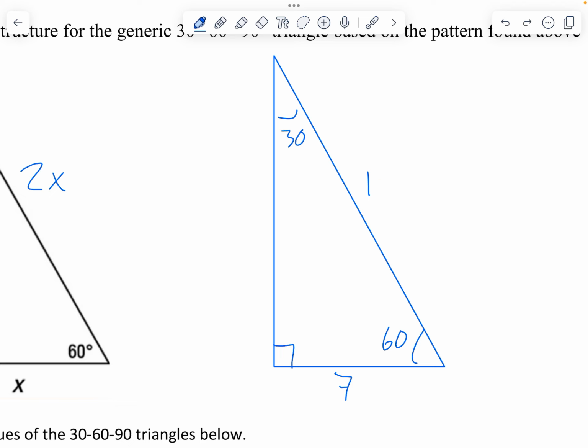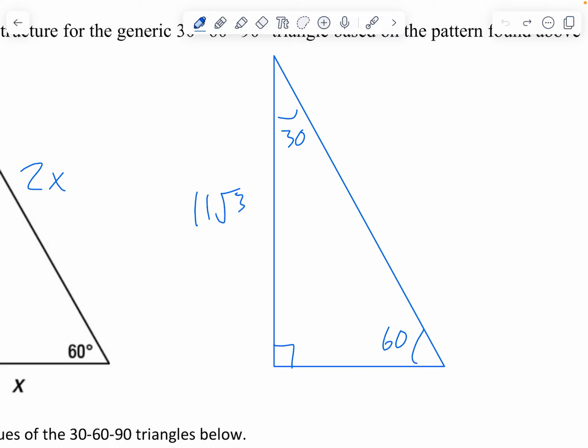If you know that the hypotenuse is, I don't know, 20, then this is half of that, so that's 10 down there, and that means the height is 10 radical 3. Or you might know the height. Let's say the height is 11 radical 3. That means this is just 11, and that means the hypotenuse is 22, okay?